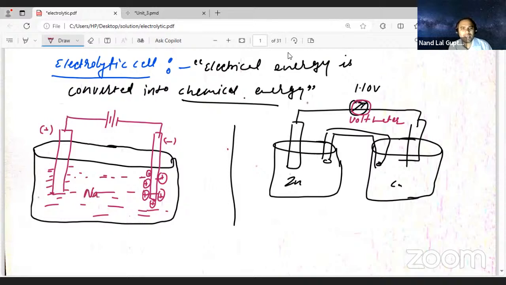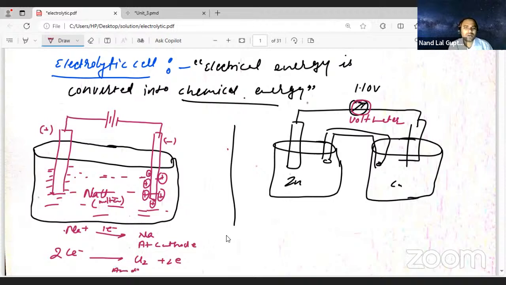Suppose you are taking NaCl, molten NaCl. Na+ it will give and Cl- it will give. Na+ will take one electron and convert into Na at the cathode. I'm just telling you the definition. And two Cl- will give Cl2 plus 2 electrons, which happens at the anode.